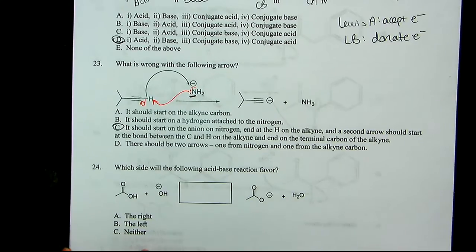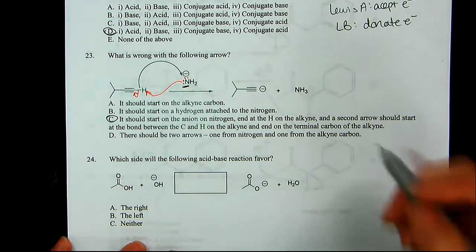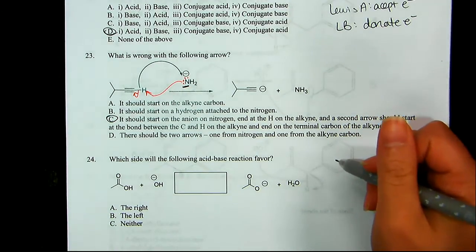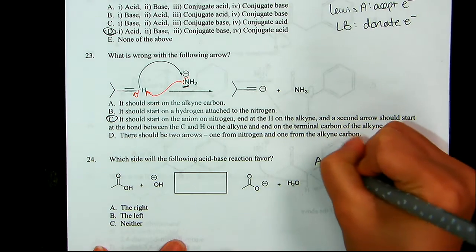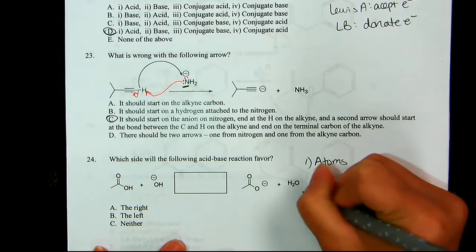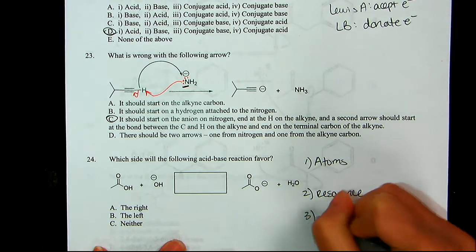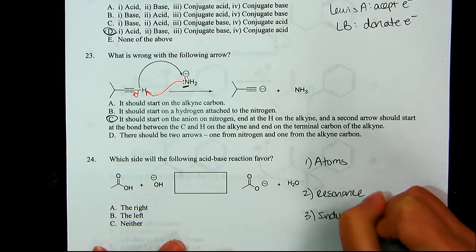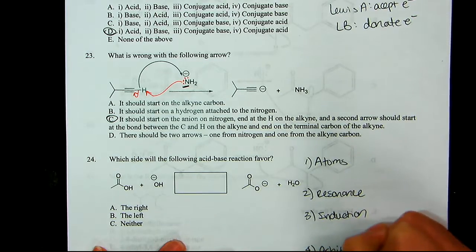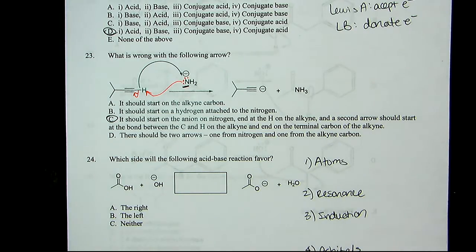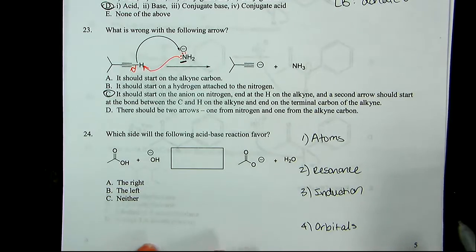So, which side of an acid and base reaction is favored? This is one of the most annoying subjects that orgo students hate. It's the ARIO rule of acid and base. So ARIO, remember, is atom, resonance, induction, and orbitals. You want to go in order using these four rules, other than the few exceptions that Klein mentioned.